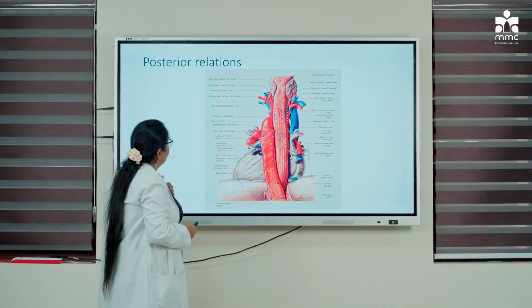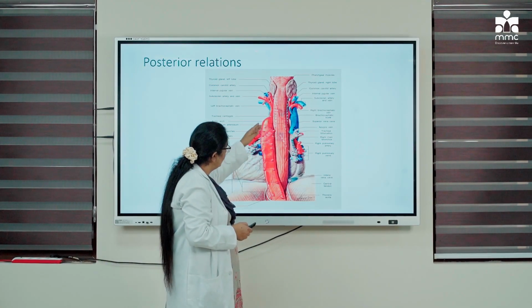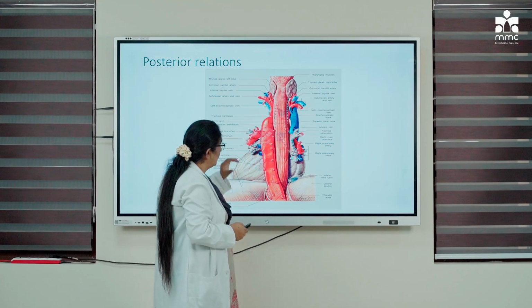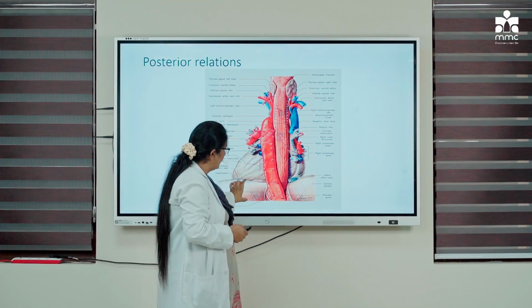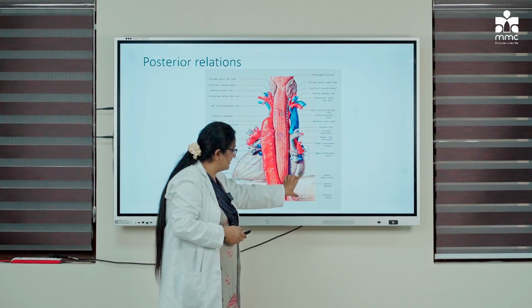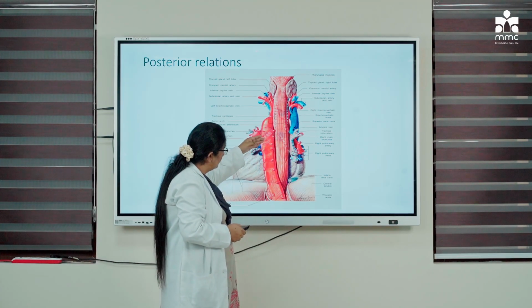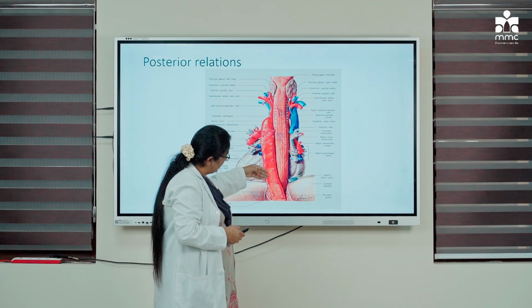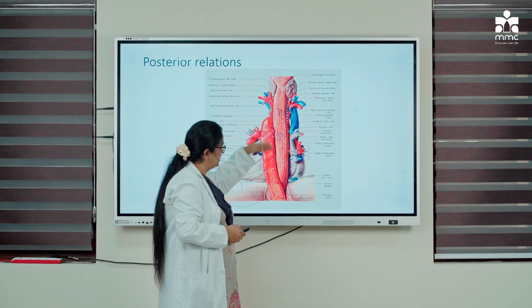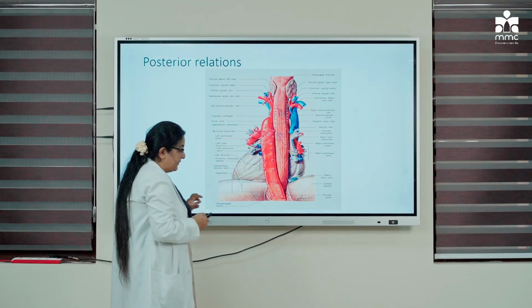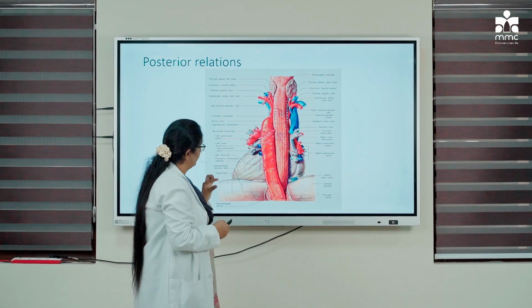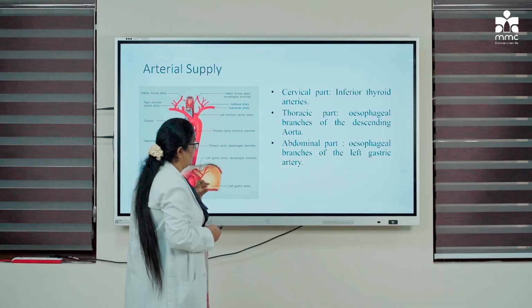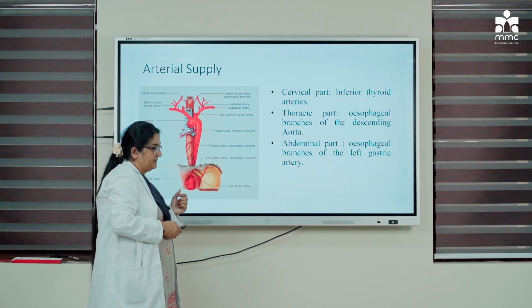Okay. And then posterior relation, again you can see posteriorly all these structures are present. Apart from that, posteriorly, when it is near the diaphragm, here is our descending thoracic aorta. So this descending thoracic aorta is coming posterior to the esophagus, but it is at the lower part of the esophagus only. Apart from that, come to the arterial supply.